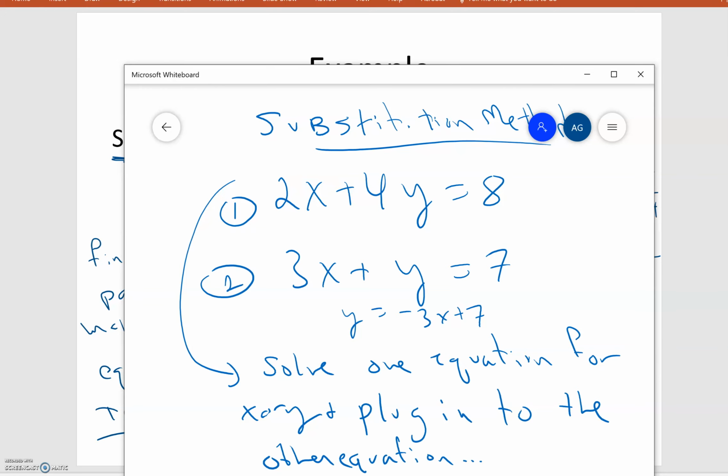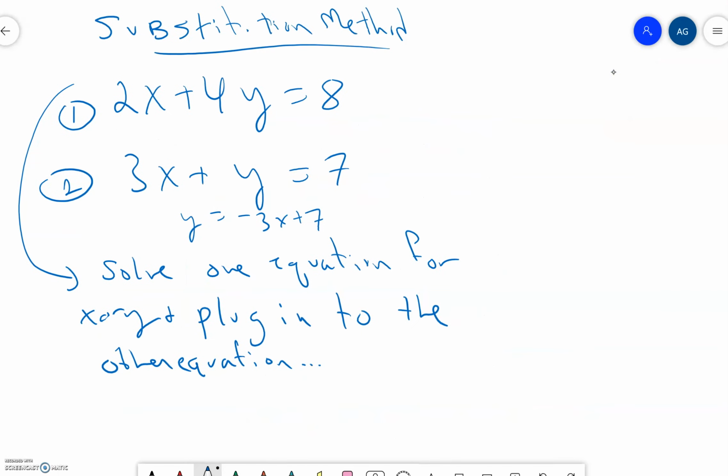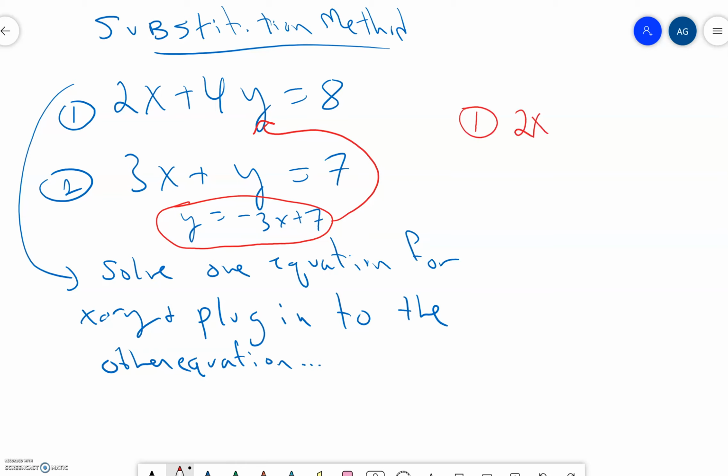And now what I'm going to do with the substitution method, let me make this a little bit larger. When I say plug in, I'm going to plug this in for y up here. So that's going to go into equation 1. So now I'm going to go to equation 1, which is 2x plus 4, and instead of putting y right here, I'm going to put in minus 3x plus 7, because that's my expression for y that I got from the other equation.